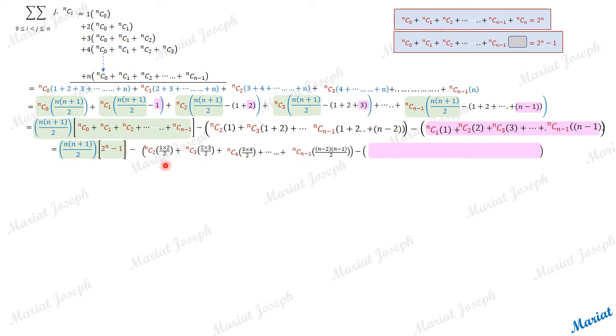Going further, simplifying, what is nC2? Let's complete this group first. That is, nC2 is n into n minus 1 by 1 into 2, into 1 into 2 by 2 copied. As you can see, this 1 into 2 will get cancelled. Next one will give nC3 is n into n minus 1 into n minus 2 by 1, 2, 3. Observe again, 2 into 3 will cancel.